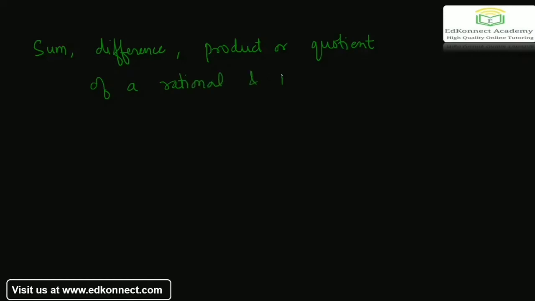So from here we have also understood that the sum or difference or product or quotient of a rational and irrational number is always irrational. So what does this statement mean?